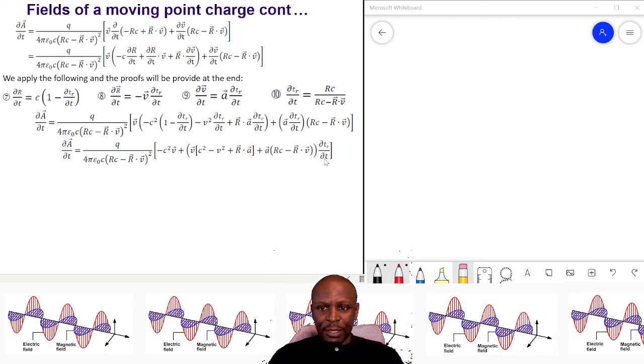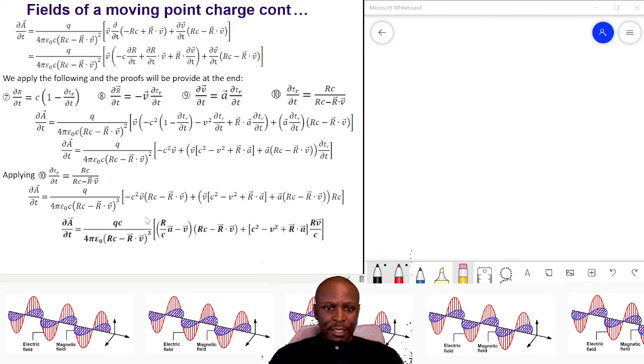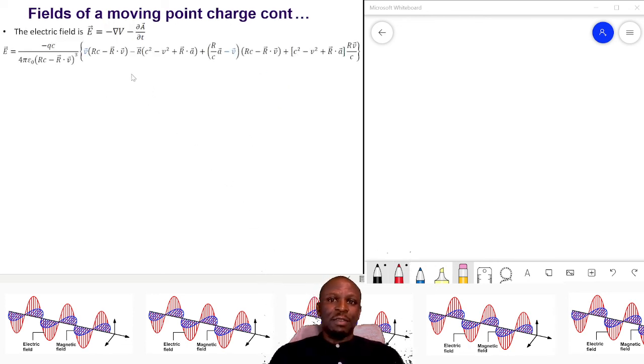You can factor out this derivative for everything there. This is what you are going to have. Now from there, if you use number 10, this is what you are going to have for the time derivative of the scalar potential A. Now if you know the time derivative of the vector potential A, you can plug it into the electric field. Therefore the electric field will just be given by this equation here. That is the electric field of a moving point charge.